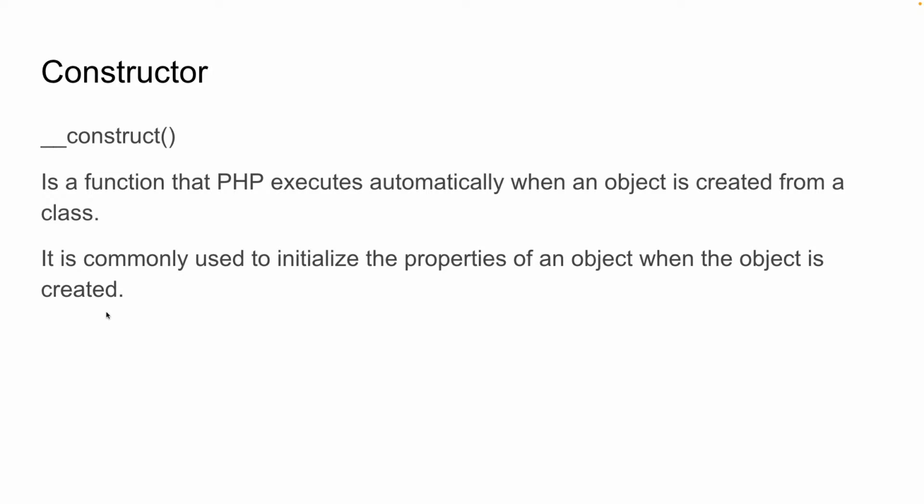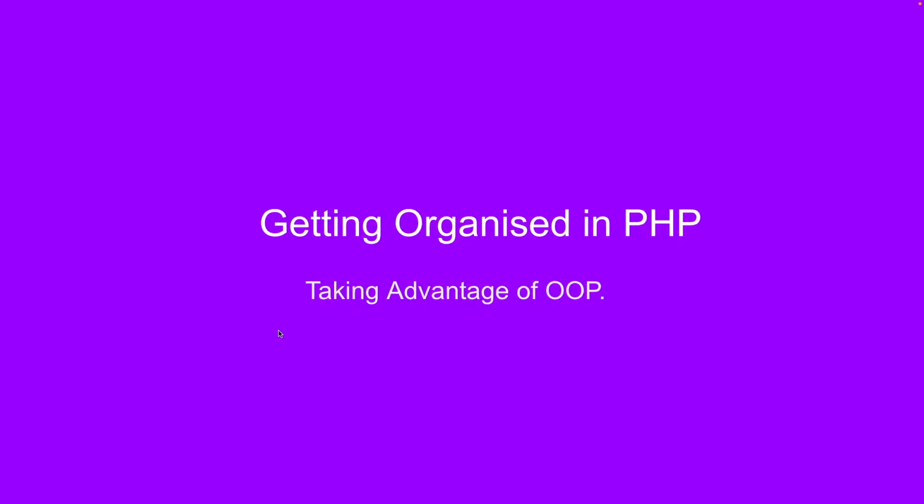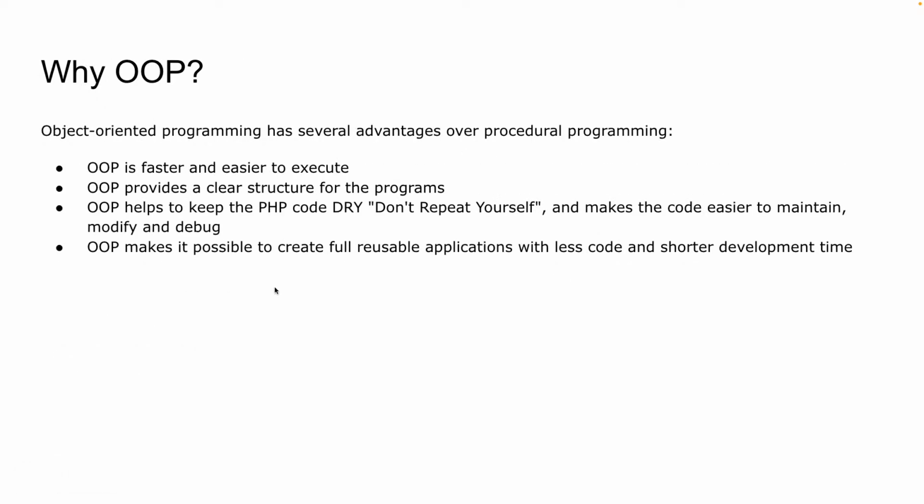So today we are going to look at the constructor and the destructor. We shall also look at modifiers now, or access modifiers. Now, in the previous session we looked at classes and objects. Today we are looking at constructor and destructor and item number 4, which is the access modifiers.